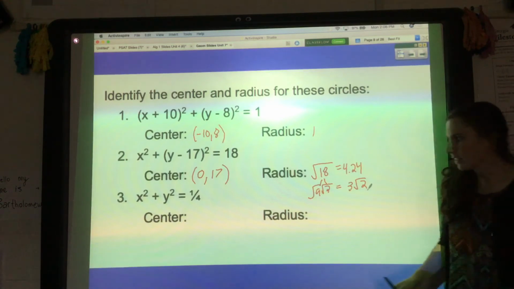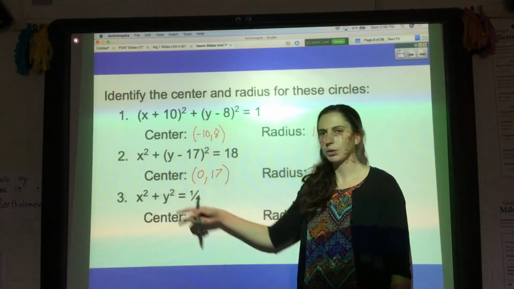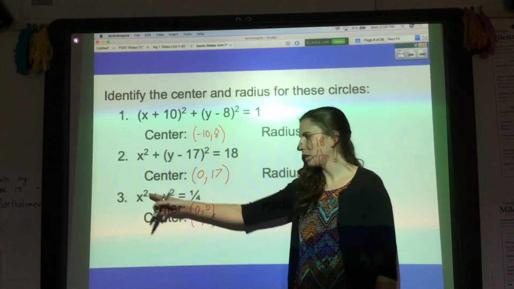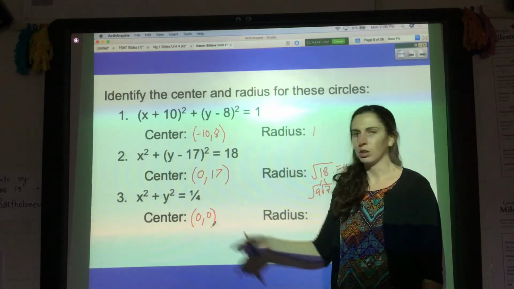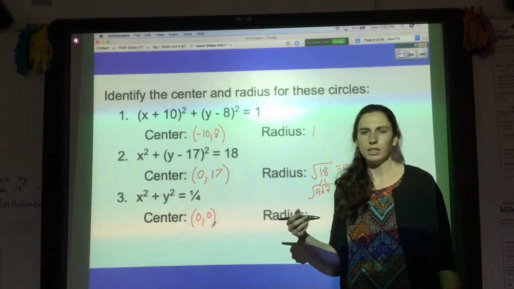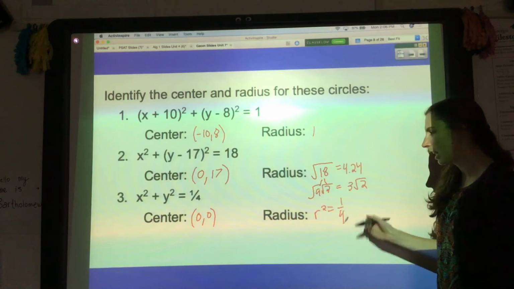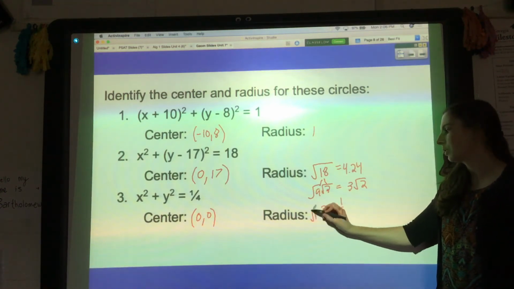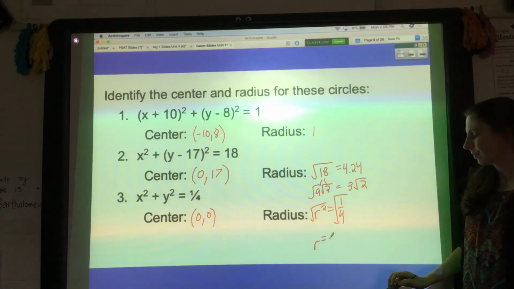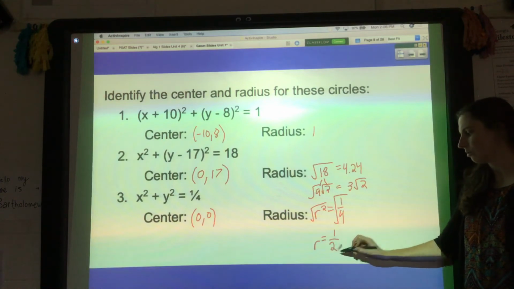And then the center for this one, since there's nothing in there with the x and there's nothing in there with the y, this one's actually centered at just 0, 0. Anytime you have just x squared plus y squared, that circle starts at the origin. And in this case, I have 1/4 as the radius squared. Remember, to kind of work backwards, you're going to have to square root. So if I square root this, I'll have just r by itself. The square root of 1 is 1. The square root of 4 is 2. So the radius is 1/2.